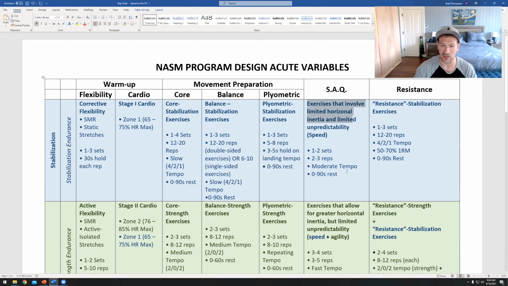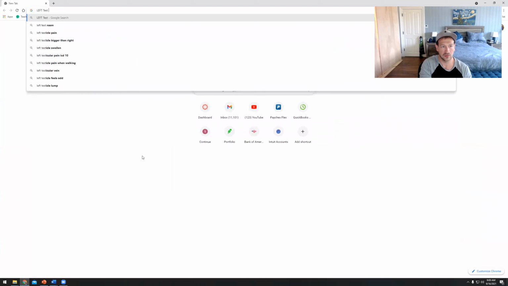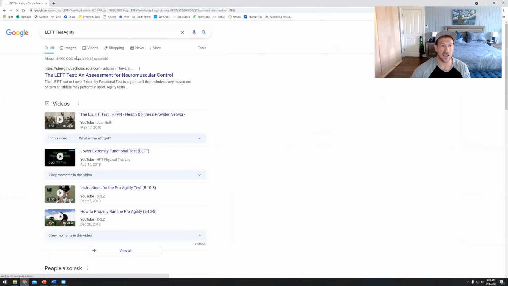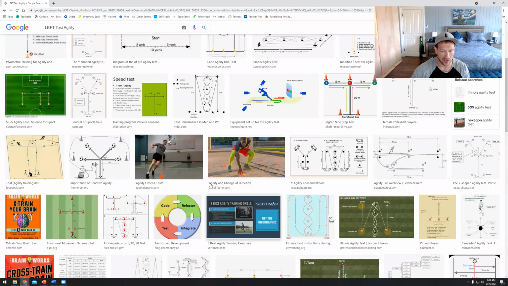You're probably going to pick between 1 and 3 speed exercises primarily, right? So really just focusing on like speed ladders or a 40-yard sprint, stuff that really doesn't involve much change of direction. Like a left test isn't so bad. Like you guys remember the left test, right? That's the one where your client sprints and then they backpedal, and then they side shuffle, and then they karaoke, and then they sprint.